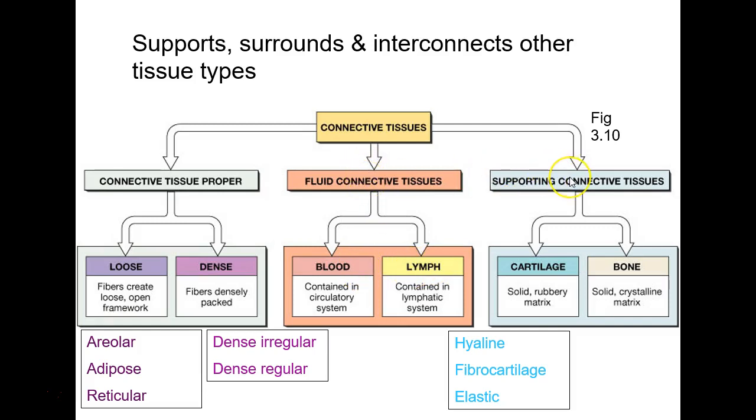Let's go to the next easiest one. Supporting connective tissues. Bone and cartilage. Let's do the easy one first. Bone. Now, technically, there's two types of bone. There's spongy and compact. We're not even doing that. This is intro, remember? So really, the only slide I'm going to show you is going to be compact bone. It's very, very, very easy to identify.